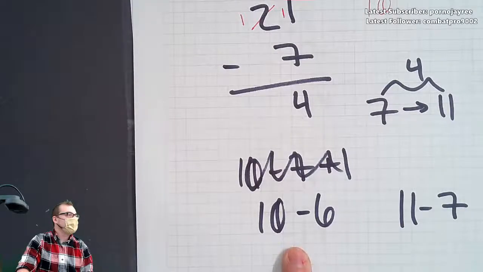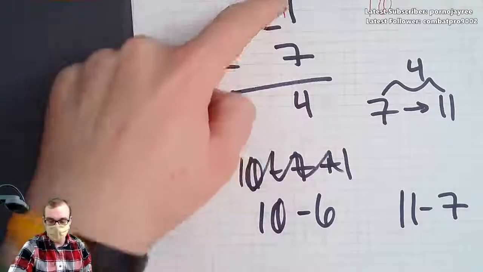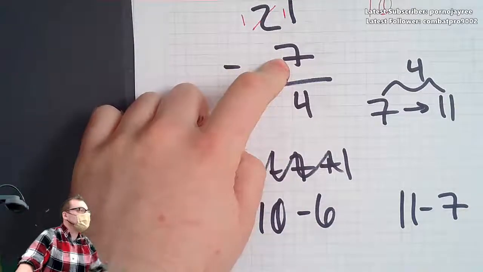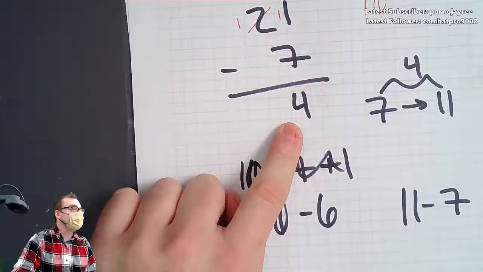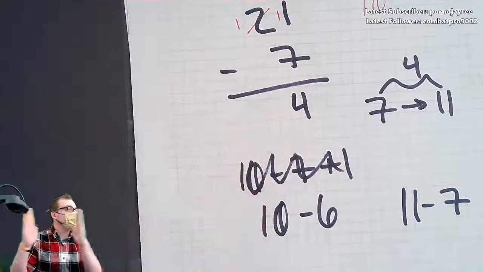and I can do 10 minus 6 in my head. I'm changing 11 to 10, which means I need to change 7 down 1, which is 6. 4. We call that shifting.